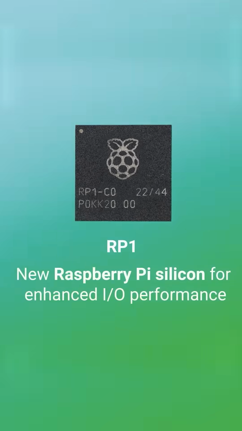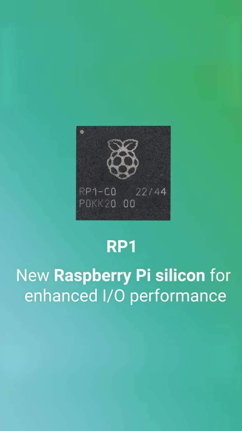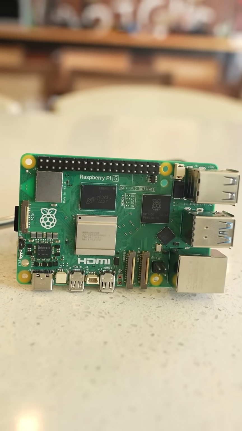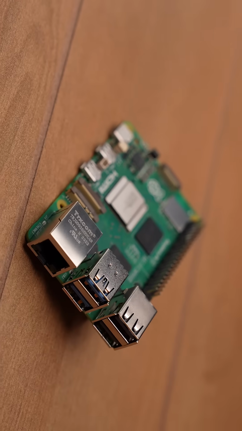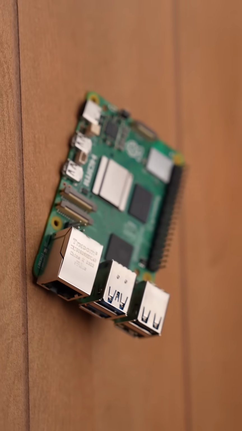Now I think the biggest thing is the RP1. This is silicon designed in-house by Raspberry Pi. The RP1 is their Southbridge, the chip that controls the I/O between the CPU and external peripherals. So think USB ports, Ethernet ports, storage interfaces.